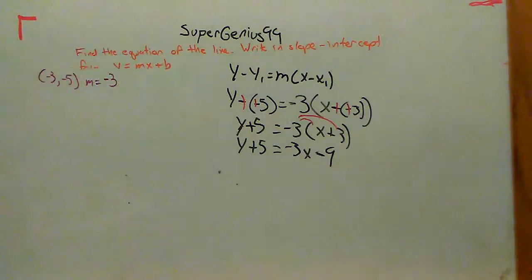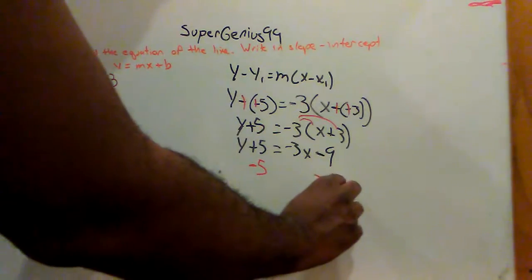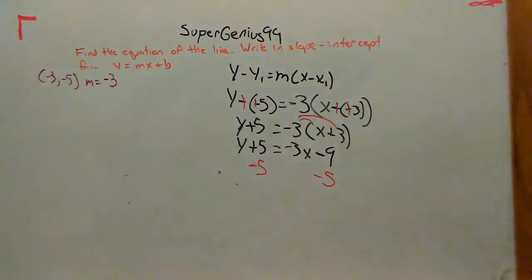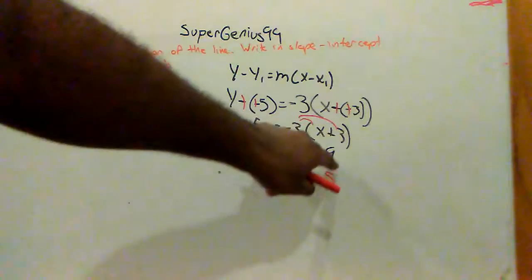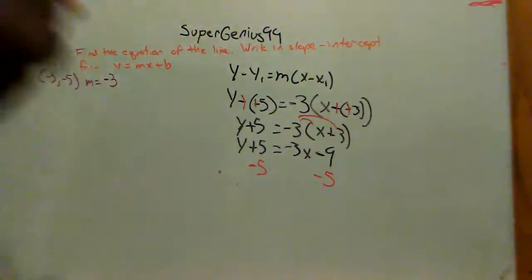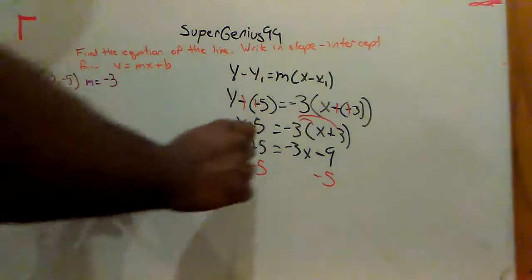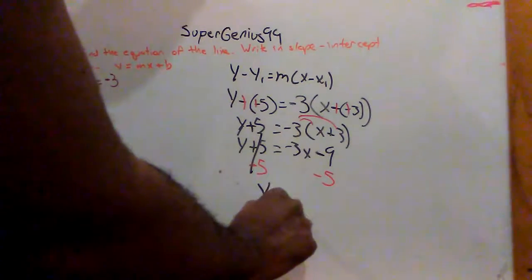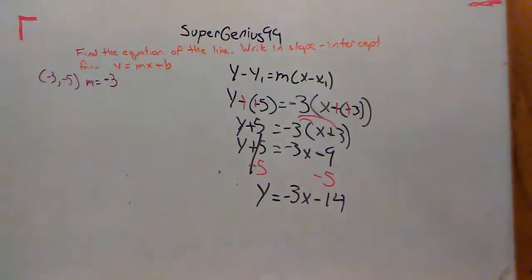What's the next step? Yeah, bring this 5 over. How do you properly move the 5 over? Yes, subtract 5 from both sides. And why are we subtracting? Because we have to do the inverse operation. Inverse of addition is subtraction. So now you have negative 9 minus 5. And then plus 5, minus 5 goes away, right? They cancel each other. And there is your slope-intercept form.